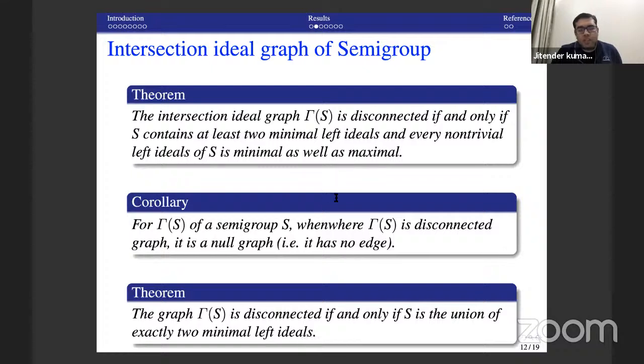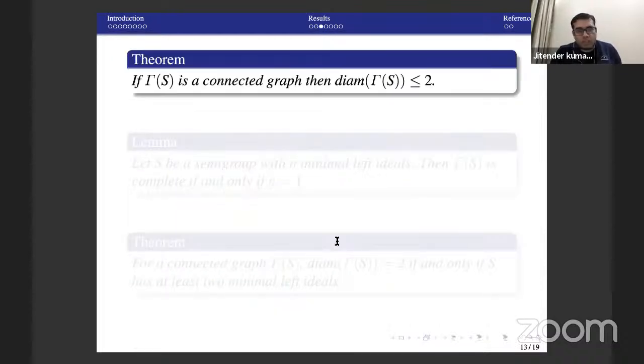The graph gamma S is disconnected if and only if S is the union of exactly 2 minimal left ideals. So basically this gives a complete classification of when our semigroup will become connected. And when our semigroup is connected, we observe that the diameter is at most 2. Further, we have classified what we can say about the semigroup structure when the diameter is 2.